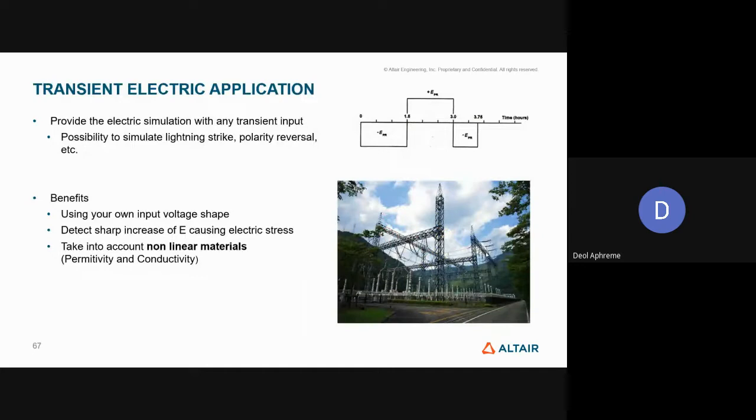Speaking of the transient electrical application, the biggest faults in the world are all transient, in the sense that they do not last for a long amount of time, but they have a major impact on the grid.